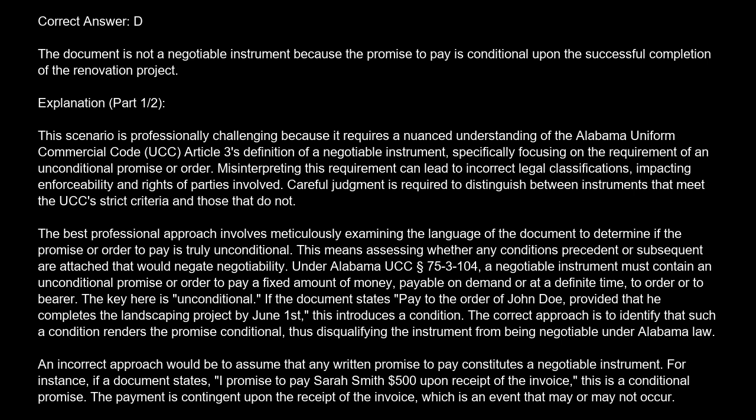The best professional approach involves meticulously examining the language of the document to determine if the promise or order to pay is truly unconditional. This means assessing whether any conditions precedent or subsequent are attached that would negate negotiability. Under Alabama UCC Section 75-3-104, a negotiable instrument must contain an unconditional promise or order to pay a fixed amount of money, payable on demand or at a definite time, to order or to bearer.